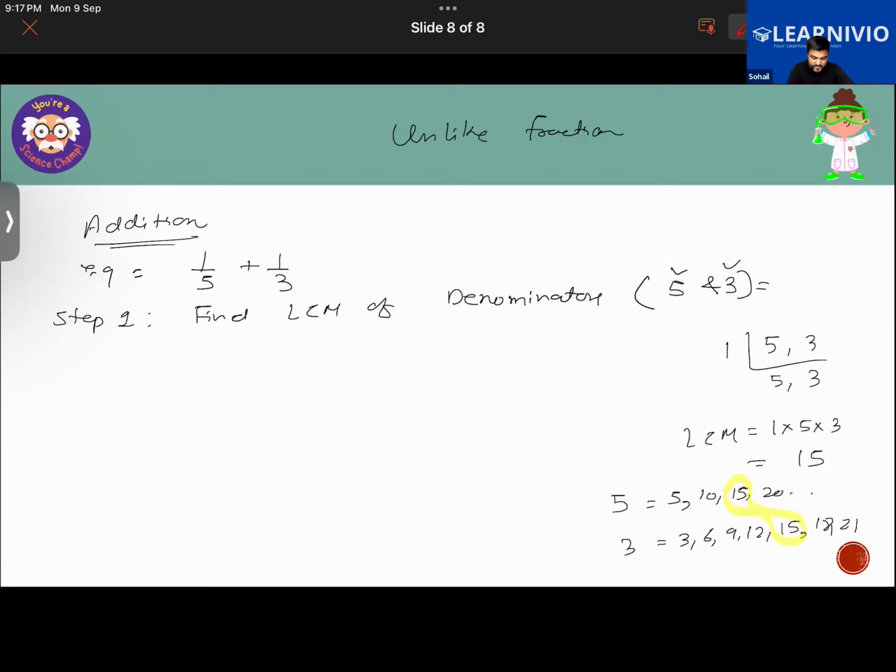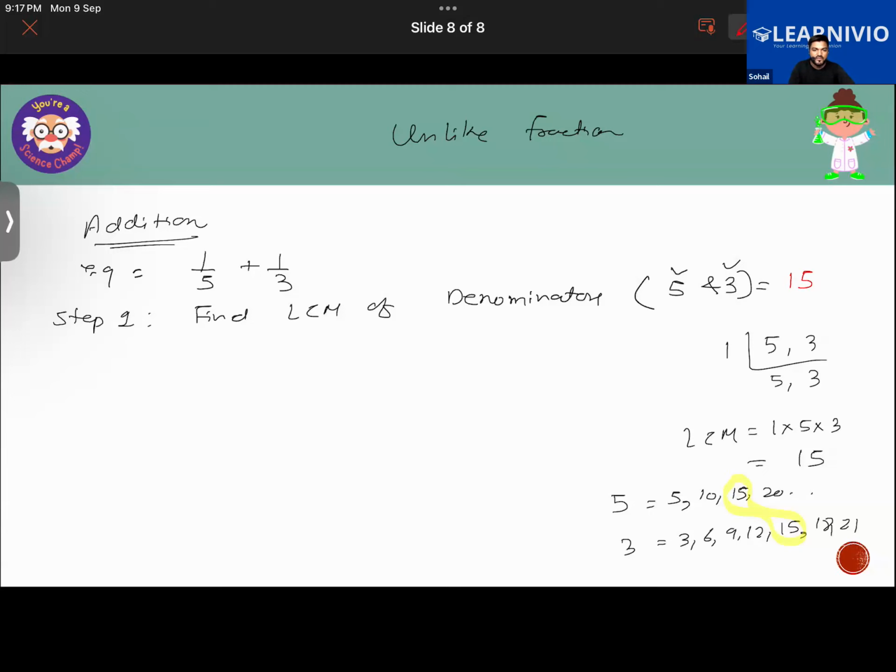So the LCM is 15 here. That is the first step. Sir, in some assignments, can you give these types of fraction questions? In today's class, I will be giving it. But make sure you upload it as well.